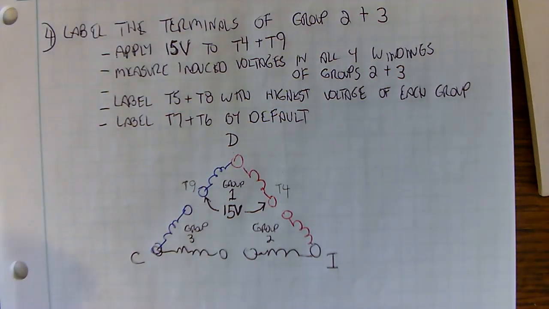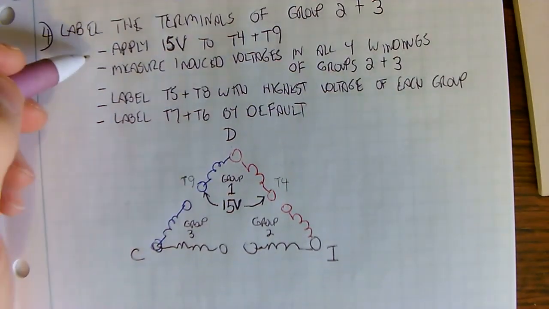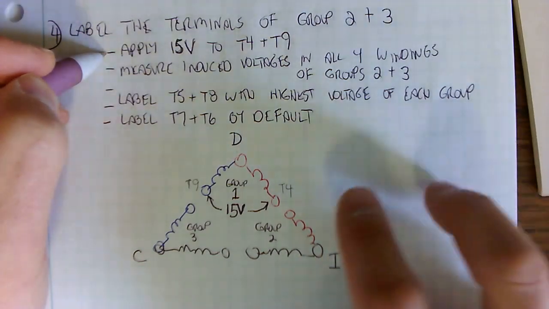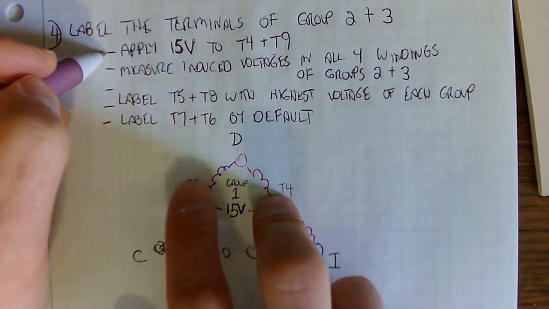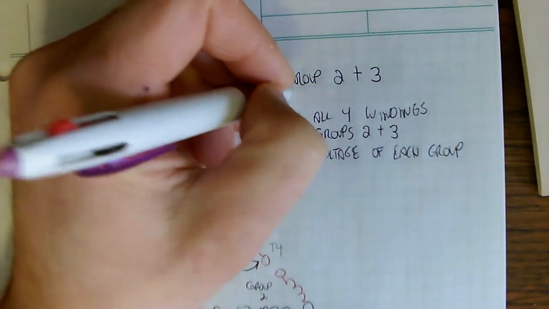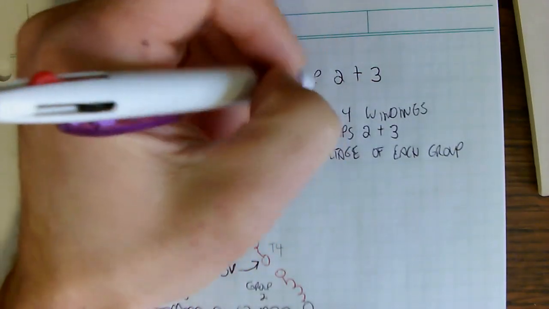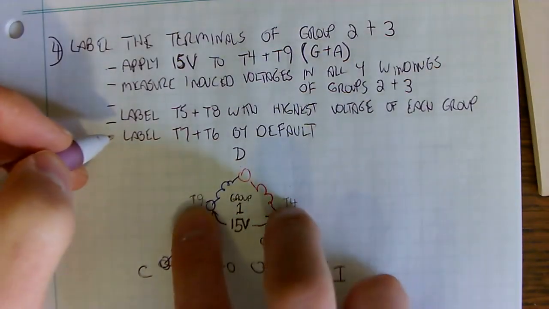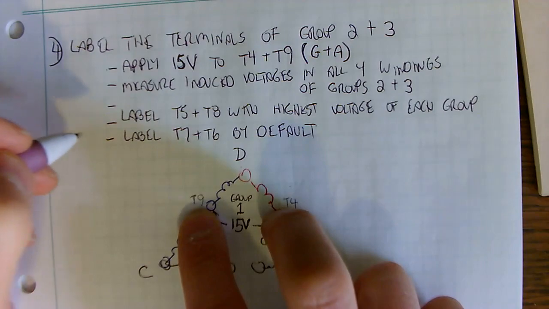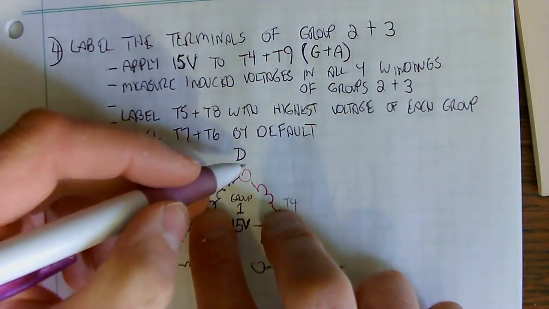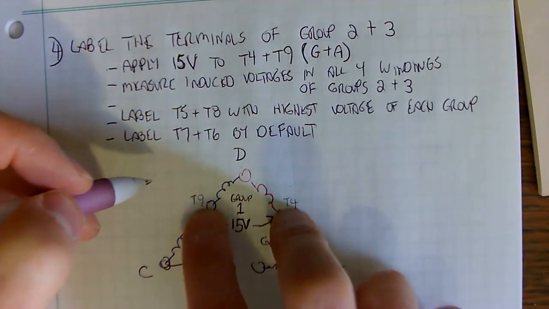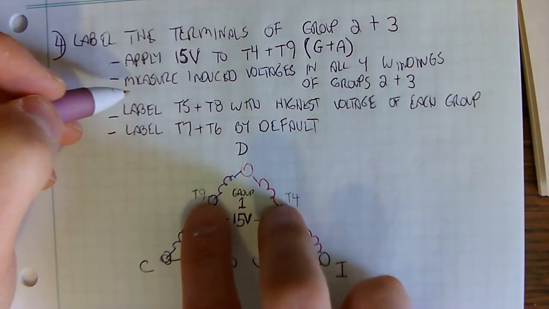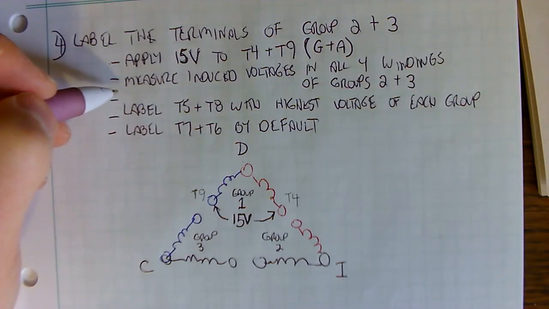Okay, let's move forward. So we're looking at this step here. We're taking some kind of voltage source, and we're connecting it to the G and A terminals. Let's just write that in too. That is going to be G and A terminals. And that's just for this motor. That's not for all motors. It just happens to be this motor G and A are connected to D, and we're going to label them as T4 and T9.